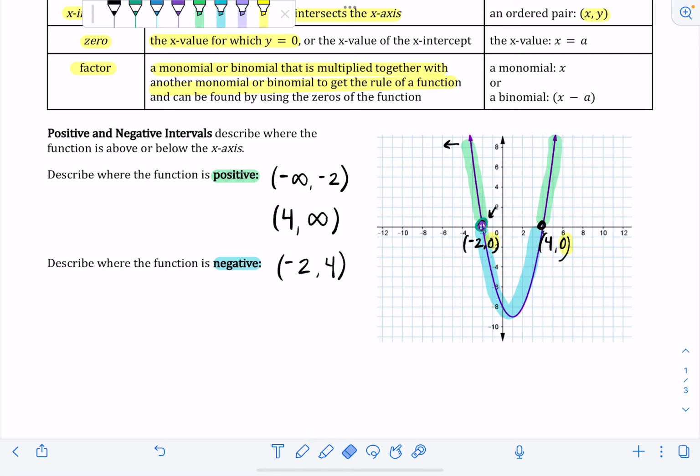So the big objective from these types of problems is just recognizing that when you're going from a positive to a negative section on the graph, the barrier or cutoff is the x-intercepts. And it always will be, because that's where you need to cross from below the x-axis to above the x-axis.